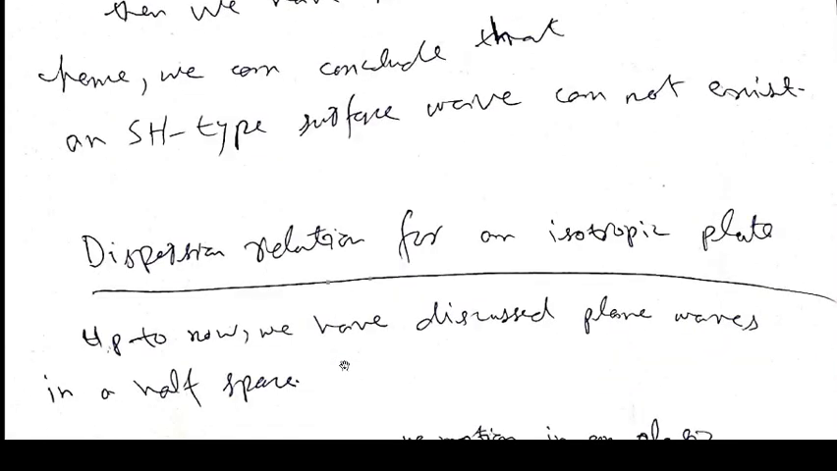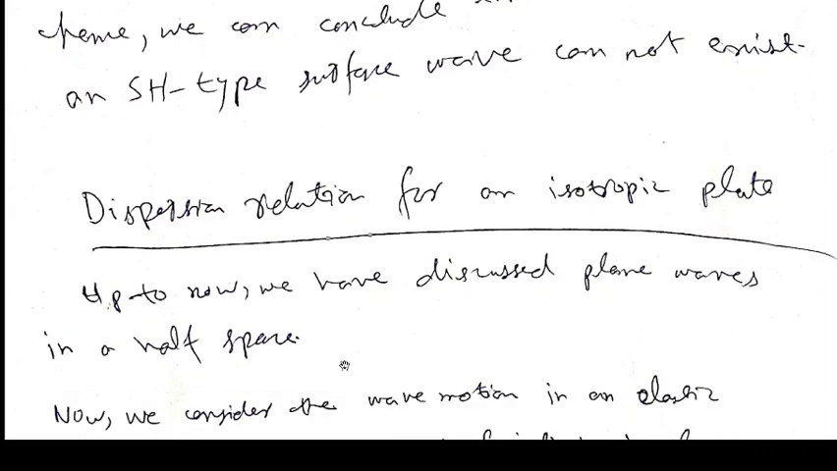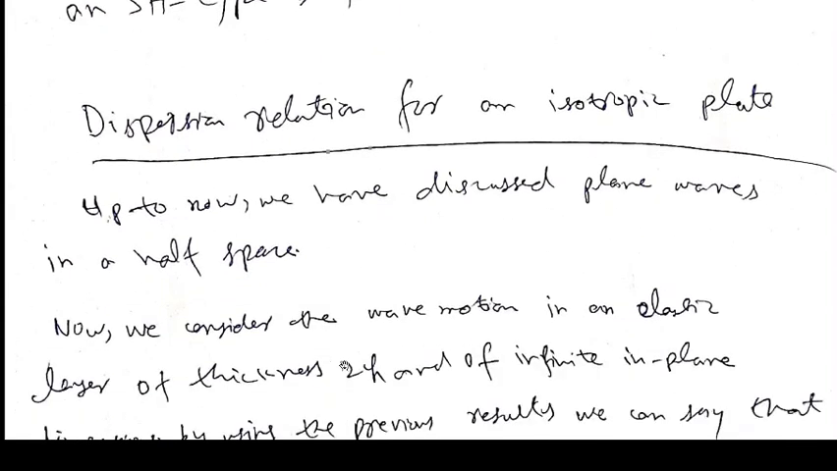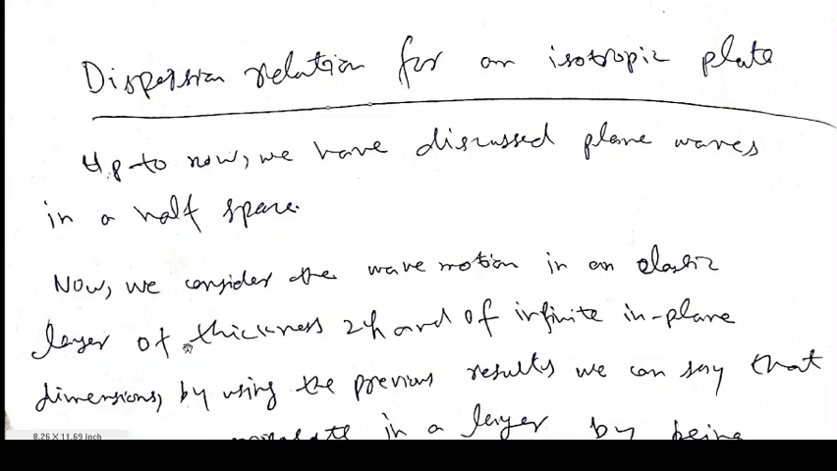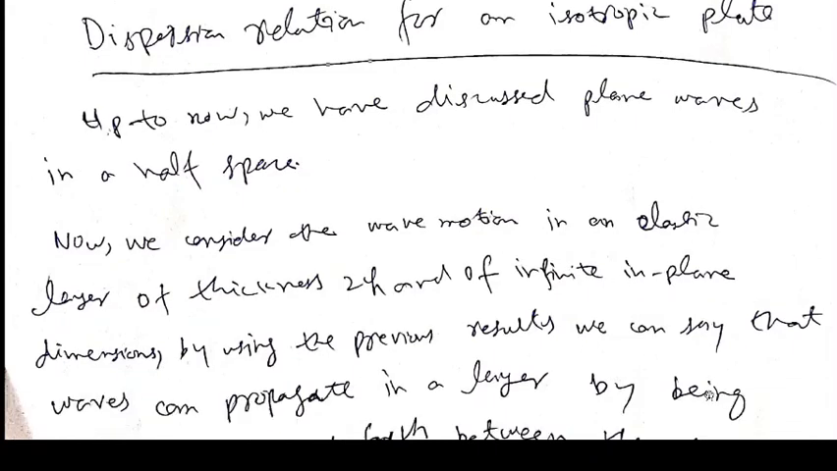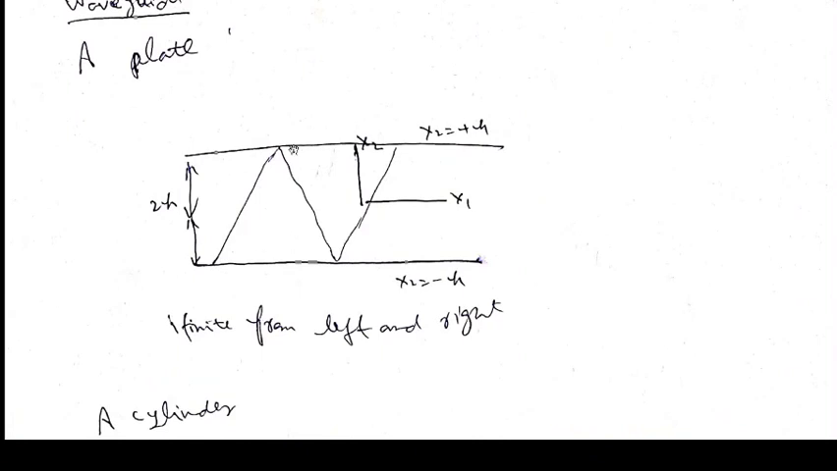So let's go to the dispersion relation for an isotropic plate. So far we have discussed the motion of waves in a half space. Now you know that in a half space we have one boundary or interface between two joint half spaces, and now we will see the motion in a layer. Layer means that we have two boundaries and we have finite thickness, but it will be infinite in the in-plane directions like this. We have two boundaries.